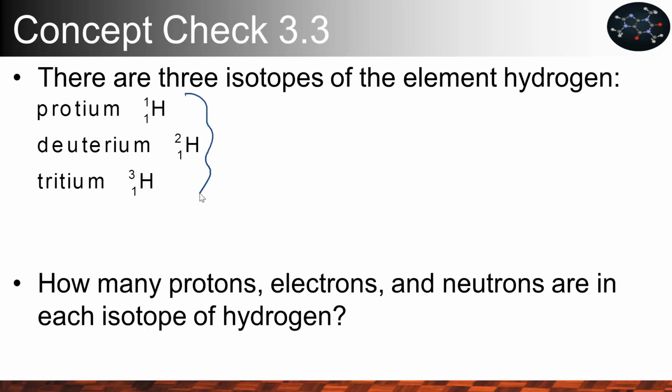So you can try this with these 3 examples: protium, deuterium, and tritium. These are specialized names. Most isotopes don't have specialized names, but for hydrogen, we give them their own little names to go along with the different isotopes.